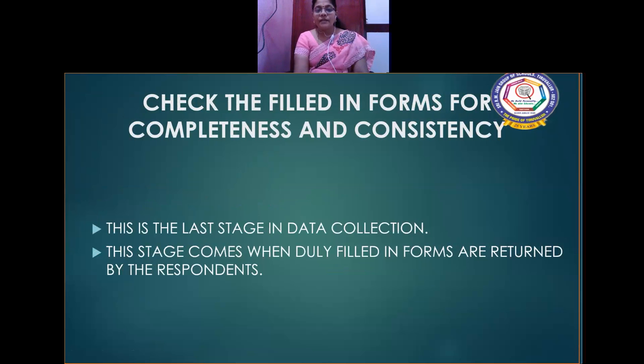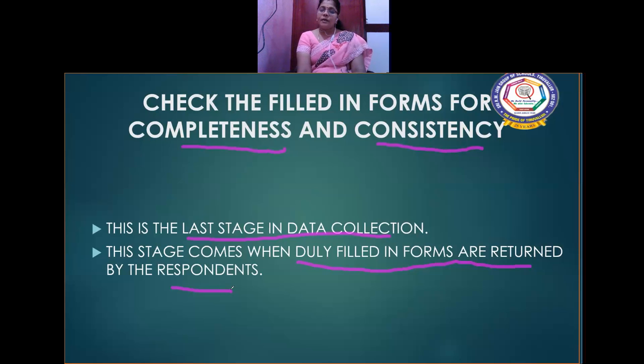Next one, check the filled in forms for completeness and consistency. A statistician can check the filled in forms. This is the last stage in data collection. This stage comes when duly filled in forms are returned by the respondent. So if you get back the forms you sent, if you want to edit, you can edit, and if you want to make some alterations, you can do it. So this is the last step involved in data collection. After this only, you have to take steps further.